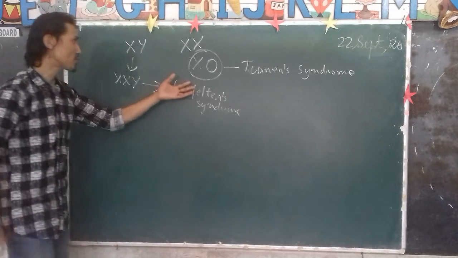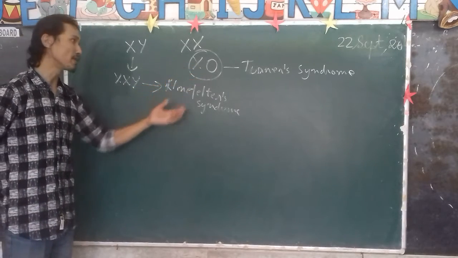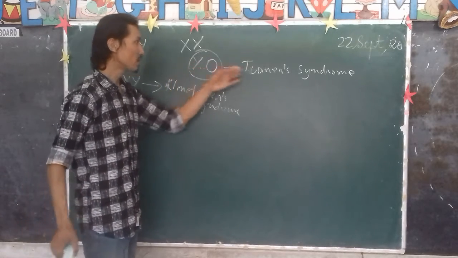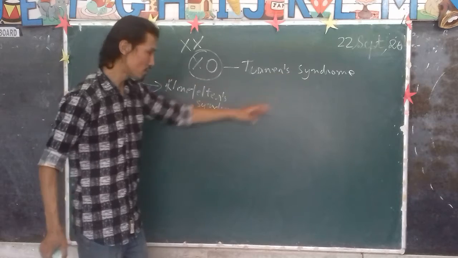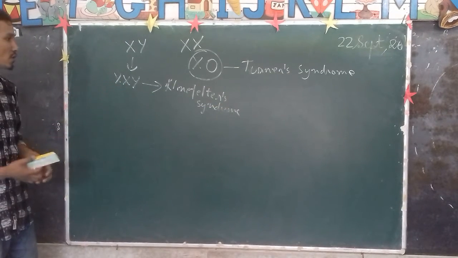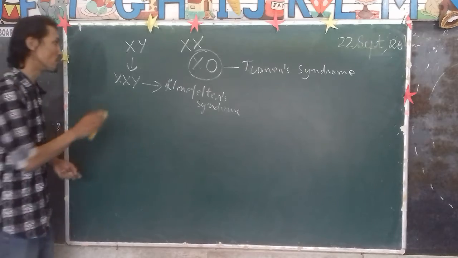So these are the conditions due to sex chromosomes in males and females. In females, one X chromosome is inactive, so such a condition is called Turner syndrome. Whereas in the males, you have an extra X chromosome, and such a condition is called Klinefelter's syndrome.